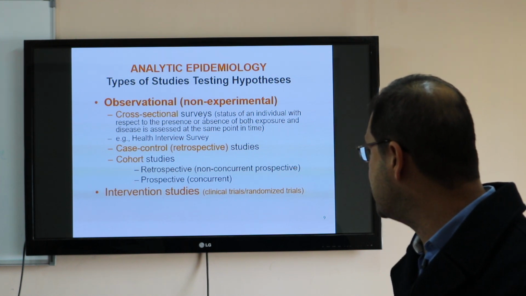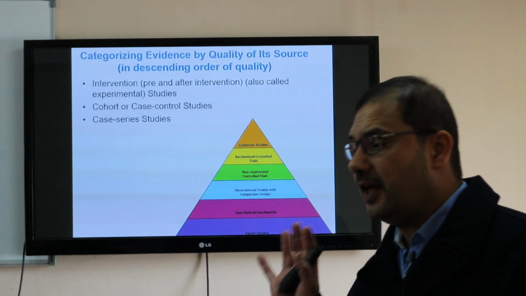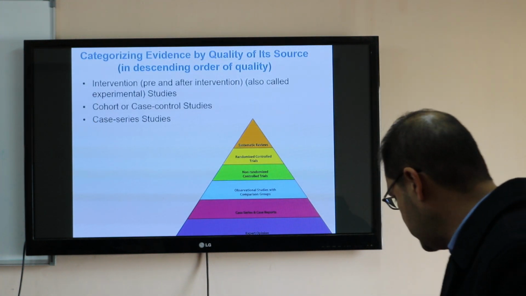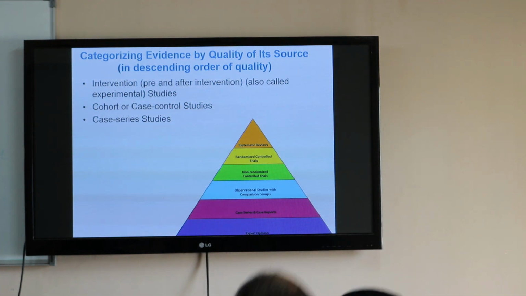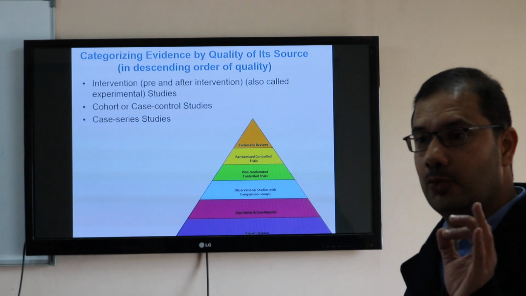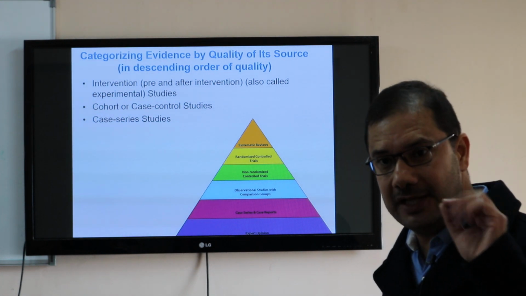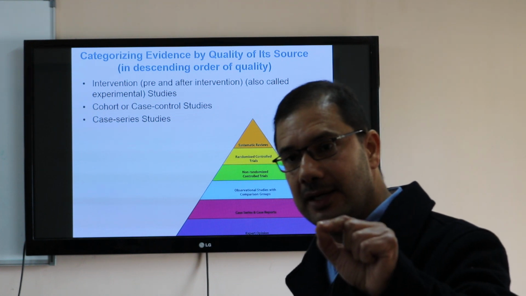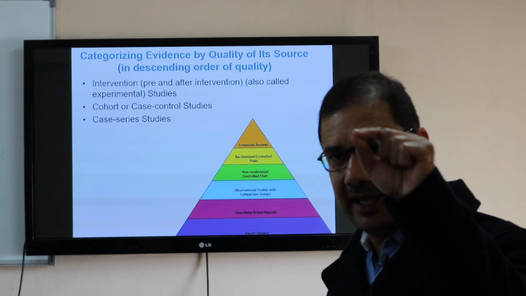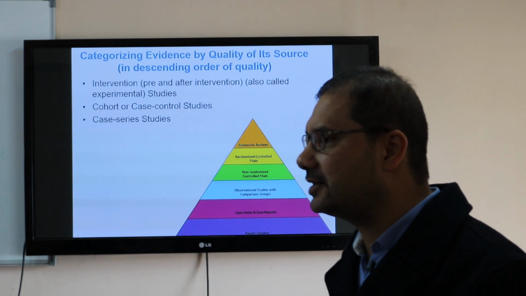Interventional studies, either clinical trials or maybe animal trials. This is the pyramid. I think it's an important one. If you can see the top of the pyramid, it's the highest quality. What do you mean by highest quality? Highest quality studies. If you send this to the journals, they will accept it. Which one is the highest quality? Something called systematic review. What do you mean by systematic review?